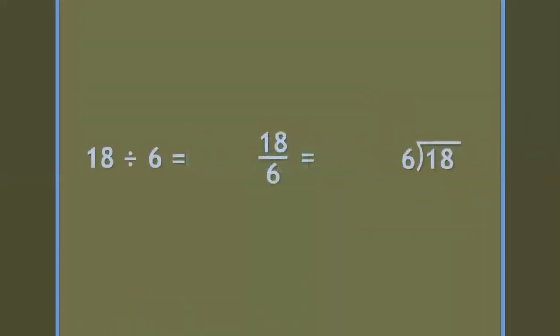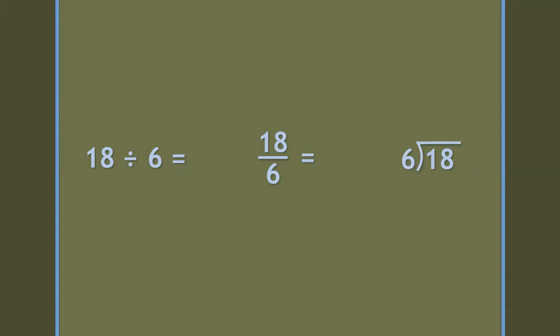And so the first thing that we need to do is look at these different equations and come up with some terms that we're going to be using. The larger number, 18, in these equations is what we're going to call the dividend. The smaller number is the divisor. And the answer that we're going to get is called our quotient.